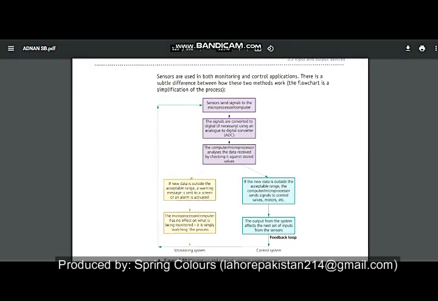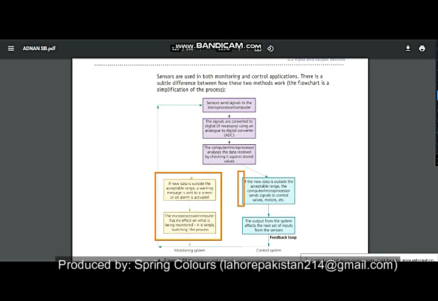The first 3 blocks which are in common are the similarities, and these last 2 boxes contain the differences. You can see that the monitoring systems are those systems which only monitor. They just give one signal that there is some problem in the system. If the data is outside the given range, they will activate an alarm. The microprocessor has no effect, it will not take any action.